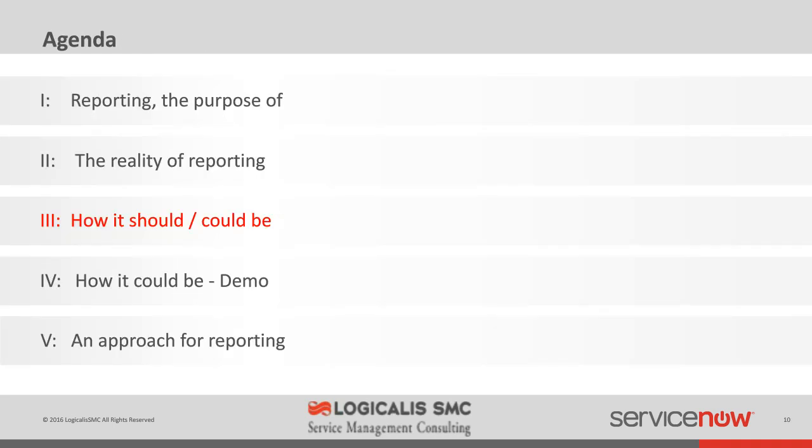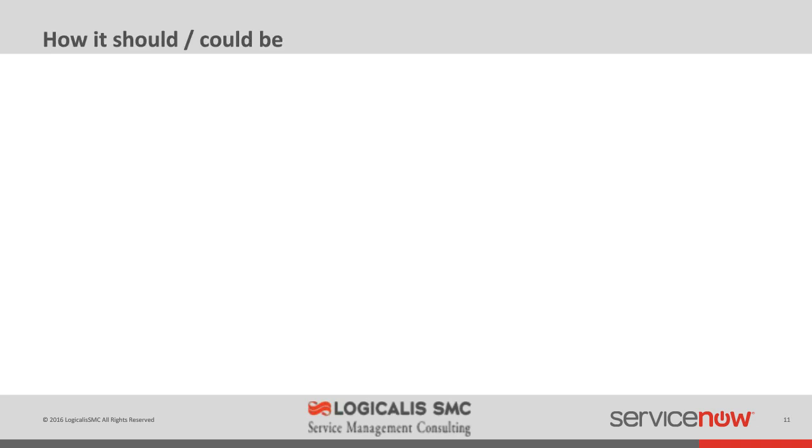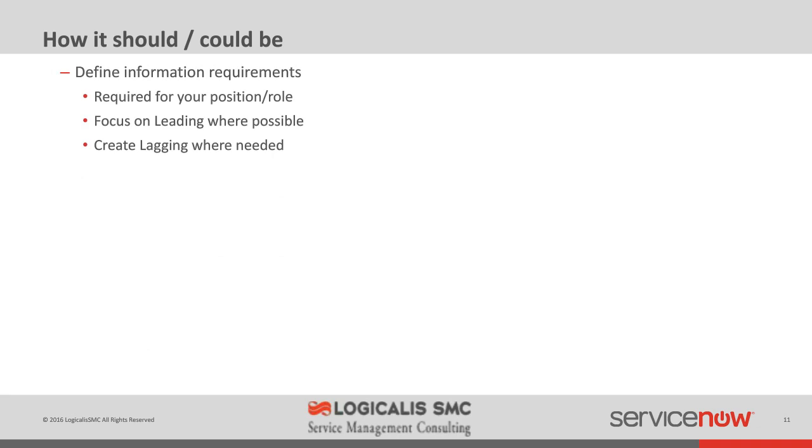So if we turn that around and say, okay, if that is the reality, then what should we do? How could it be? How should it be? First of all, if we talk about creating a report or a dashboard, then of course we need to define the information requirement. But be aware that when you define the information required, you take into account the position and the role of the person who is asking for that information. Make sure that he has the right detail level and the right information.